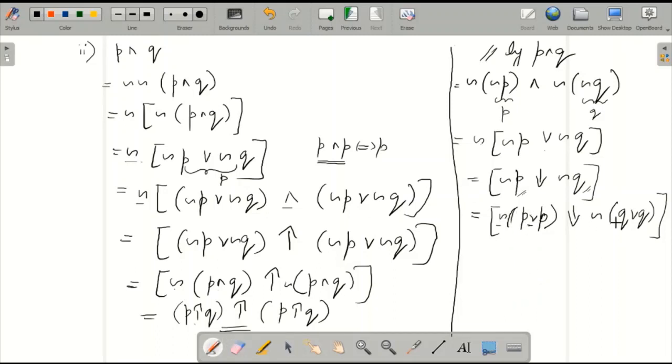Q, I wrote Q or Q. So not and or is there. So what will it be? P NOR P. This will be again NOR. This will be Q NOR Q. So this is the required result I wanted to get. This is the required result I got. So this is based on example 2.